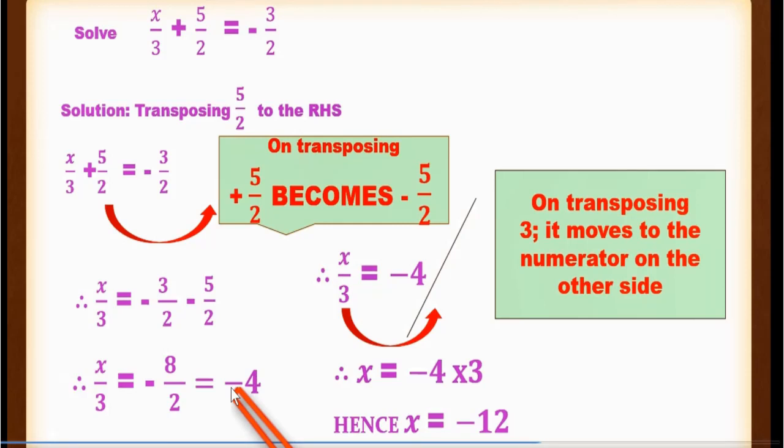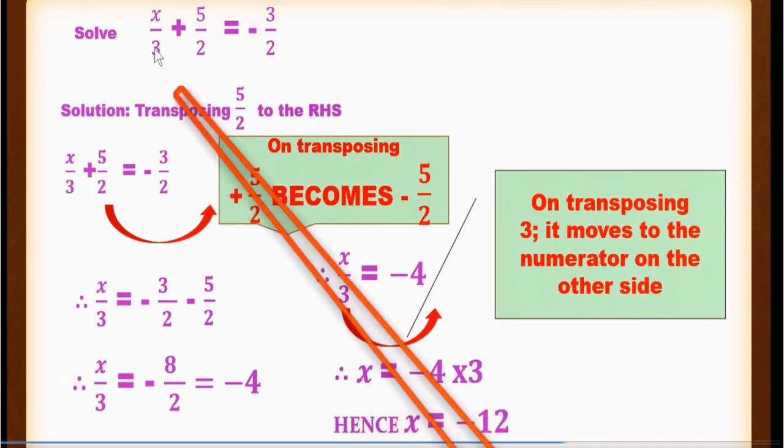Now again, we are going to transpose 3 to the right side and eliminate 3 from the left side. Then we will get x is equal to minus 4 into 3. On transposing 3 to the right side, the division becomes multiplication. Therefore, x is equal to minus 12 is the solution of the given equation.